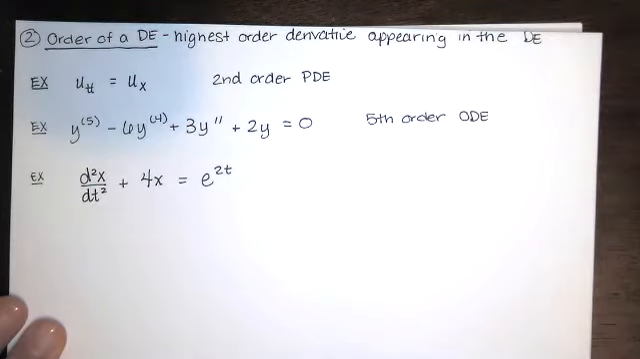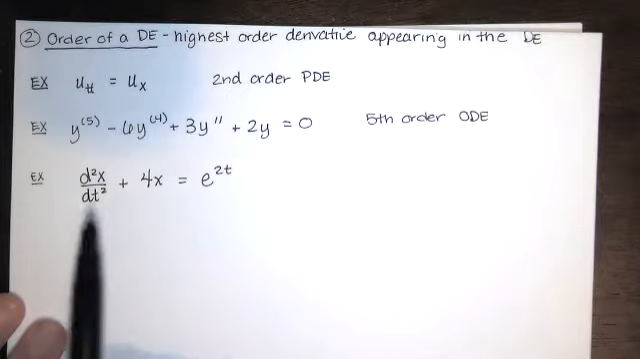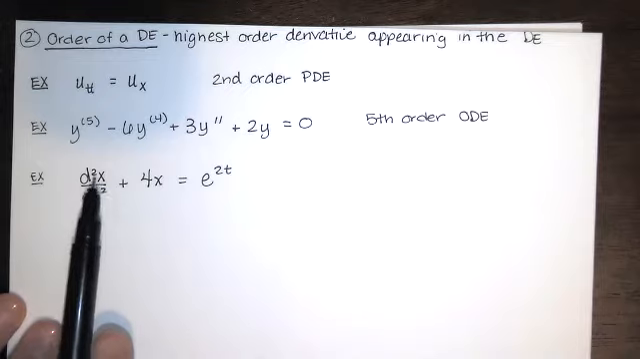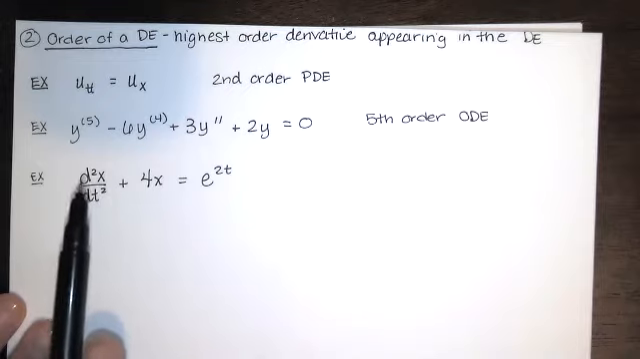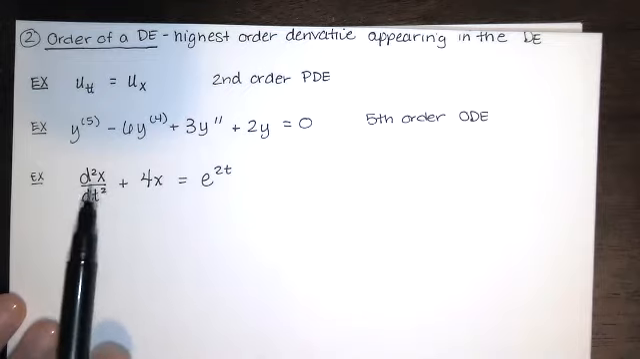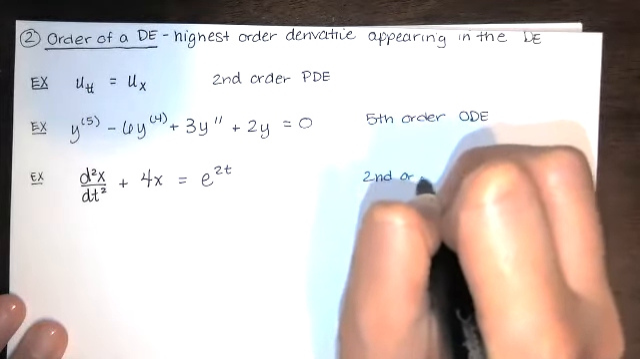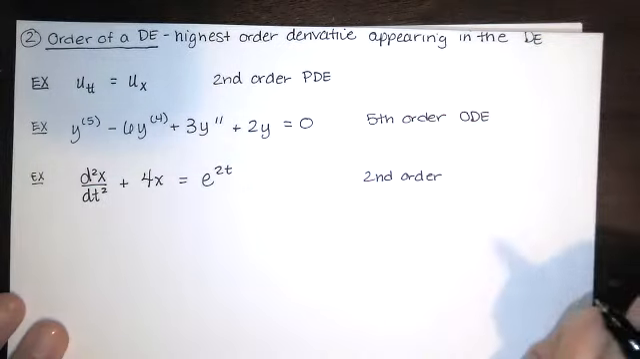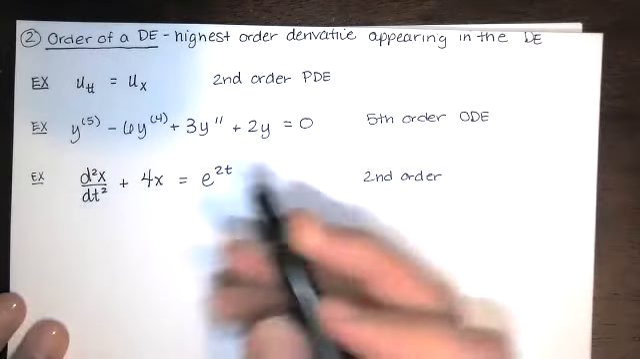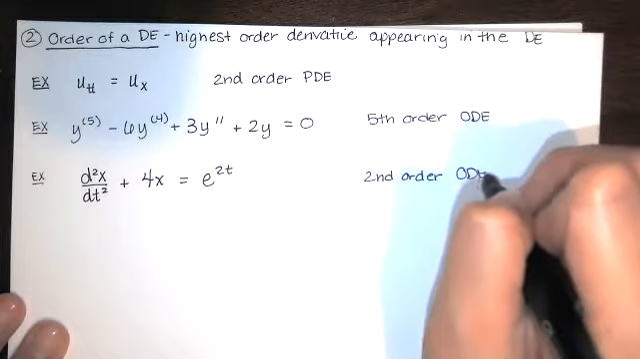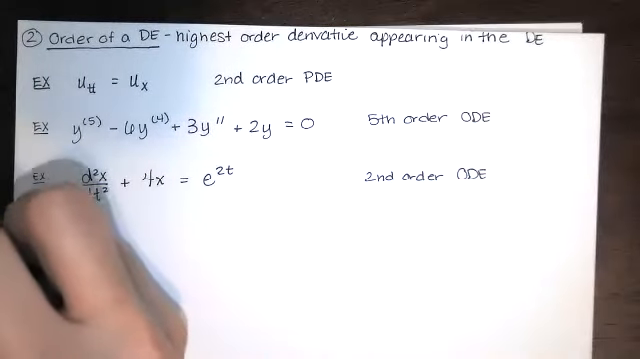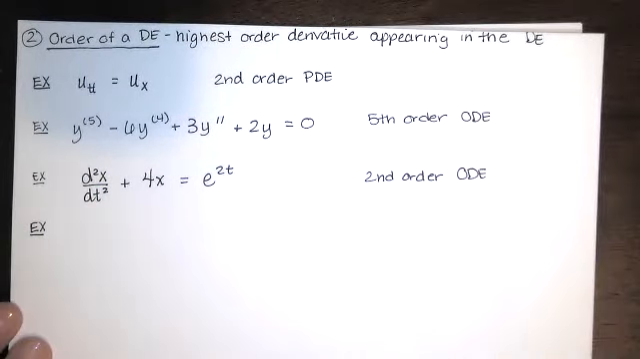Okay, this one. Well, first I notice that there's only one derivative in it. That 2 there and that 2 there indicate that that's the second derivative of x with respect to t. This is a second order derivative, or second order differential equation. And since those are d's and not partial signs, this is an ordinary differential equation. So I've got a second order PDE, a fifth order ODE, a second order ODE.